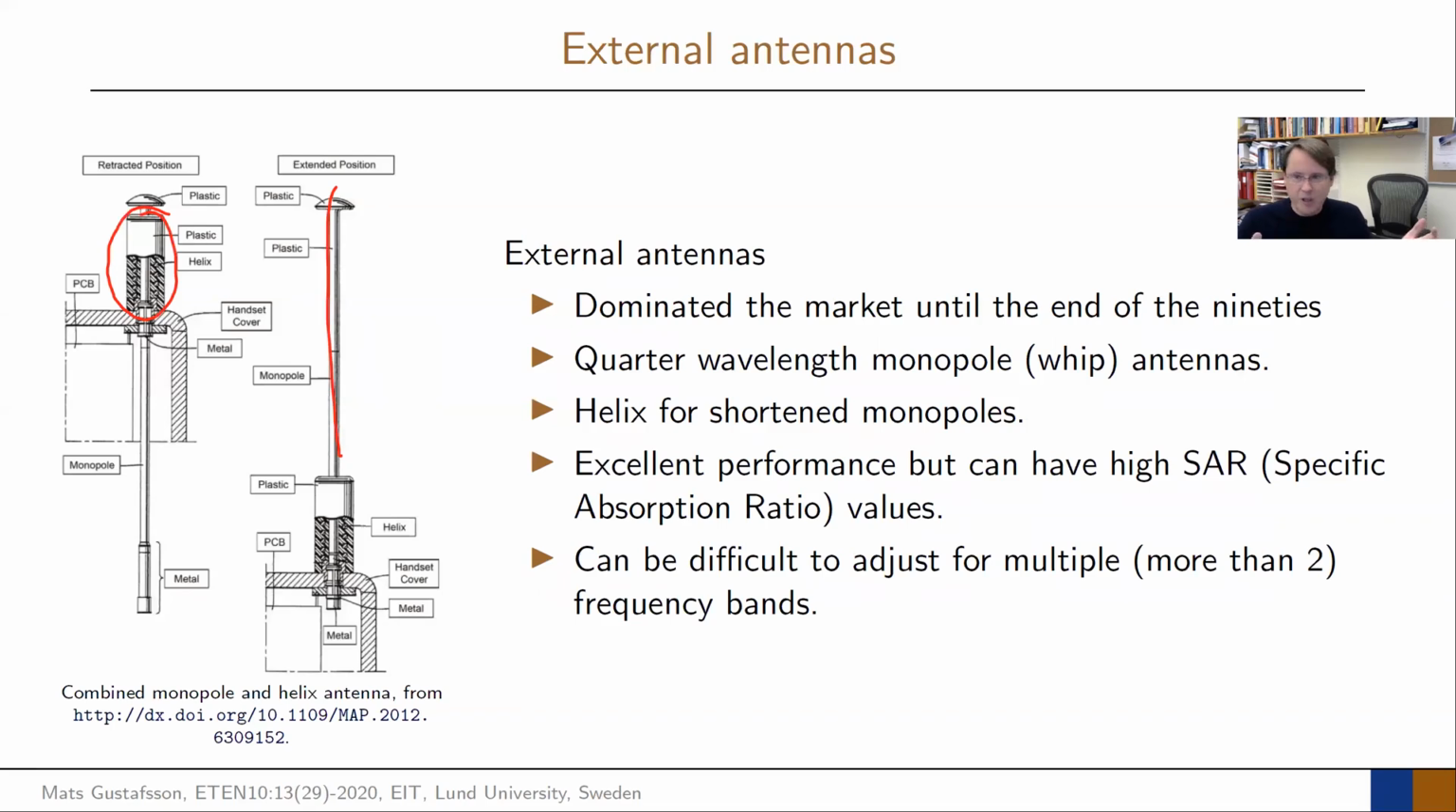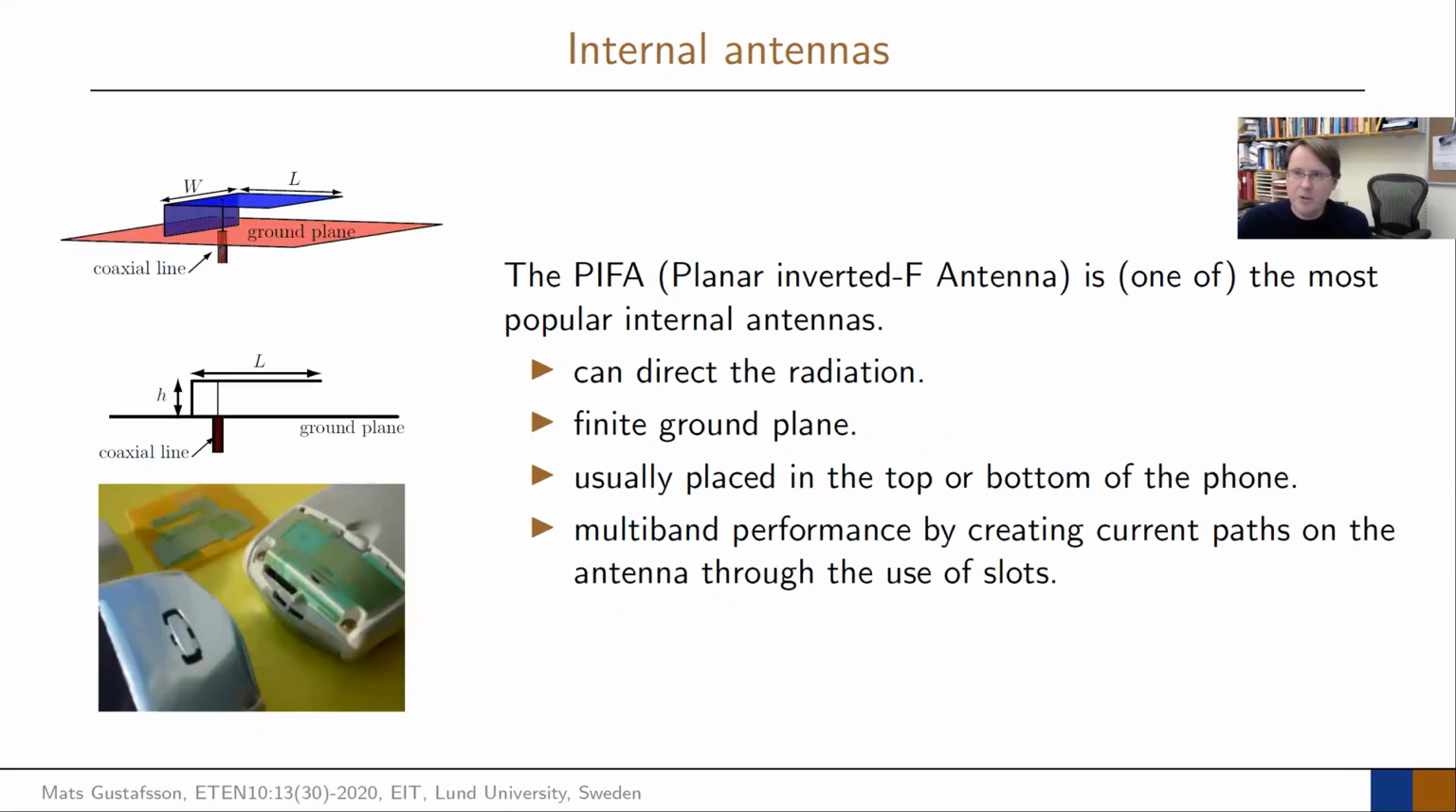And the performance for these frequency bands is really in some ways excellent, but it can give a higher SAR value due to this omnidirectional radiation in some ways. And adjustments of these ones for multiple frequency bands, if it's above 2, it's really difficult. 2, you can kind of do. To do more, it gets more and more difficult. It's very, very hard to do that with this type of monopole or stub monopole type of antenna. They're hard to modify.